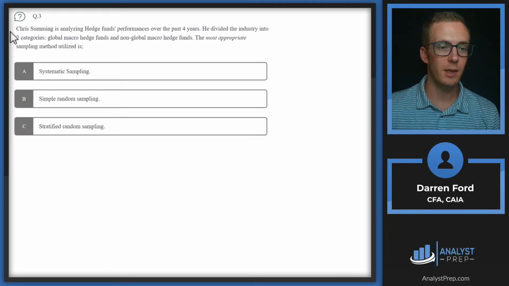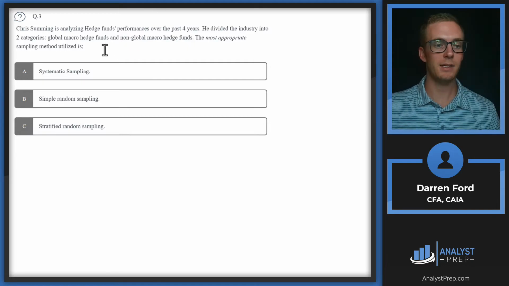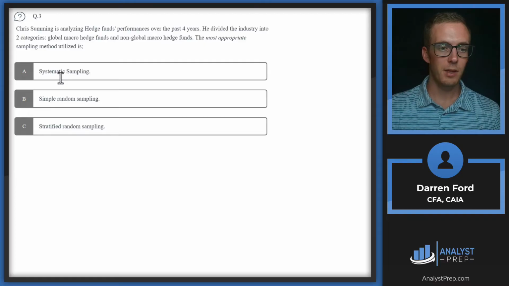Chris Suming is analyzing hedge fund performances over the past 4 years. He divided the industry into 2 categories: global macro hedge funds and non-global macro hedge funds. The most appropriate sampling method utilized is systematic sampling, simple random sampling, or stratified random sampling.